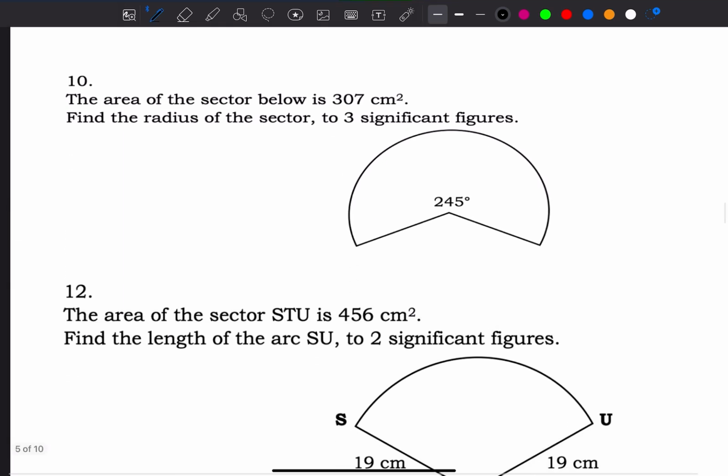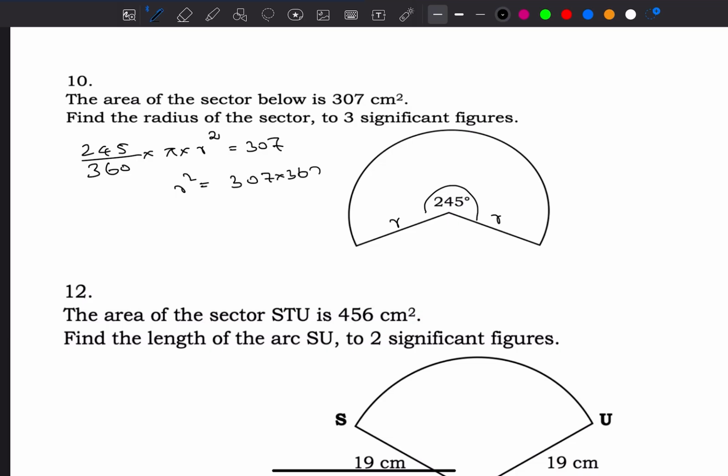Next one. The area is that, give it to 3 significant figures. This is the radius, let's call it r, and that angle is 245. That is the area of a sector. Good. 245 over 360 times pi times r squared equals 307. So r squared is 307 times 360 over 245 times pi.